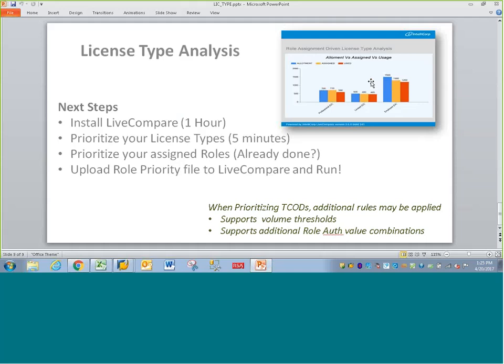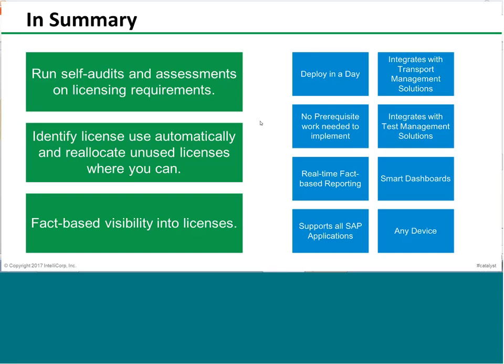Thanks very much, Tim. Let me just share my screen. So just to summarize, really, Tim went through LiveCompare and how it can be used to self-audit what you're using and identify your licenses based on your allotments, what's assigned, and then your actual use. And this is fact-based information into your license use, not guessing, not error-prone. So I'm just going to go through some of the questions that have come through. We've had quite a few, Tim.